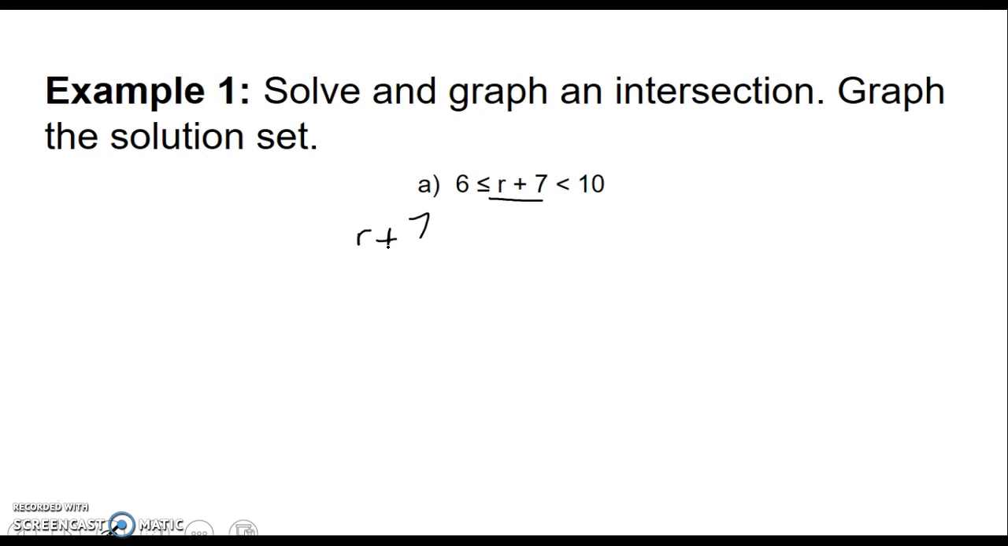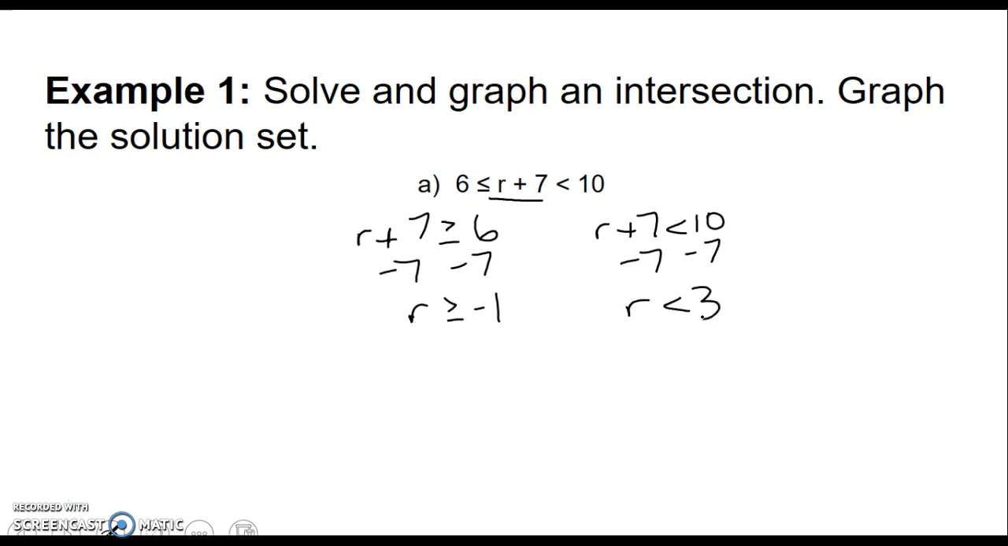So if I take the 6 is less than or equal to r plus 7 part, I'm going to flip that sign so it is r plus 7 greater than or equal to 6. Then I take r plus 7 and set it less than 10. Now I just got to solve for r twice. I'm going to subtract 7 from both sides. I get r is greater than or equal to -1. Subtract 7 from both sides, and I get r is less than 3.